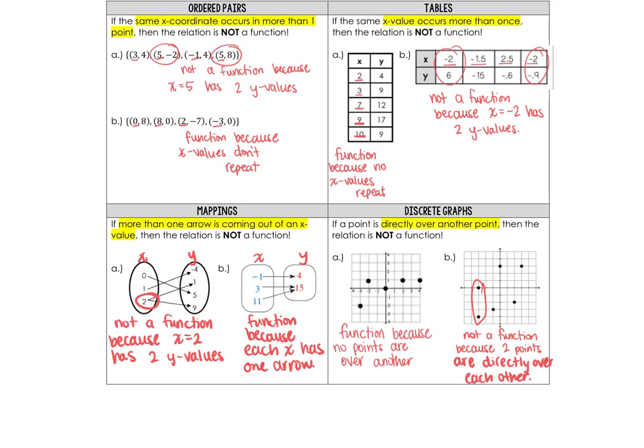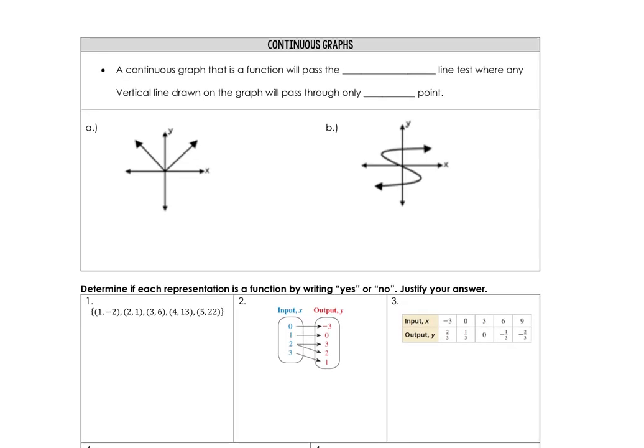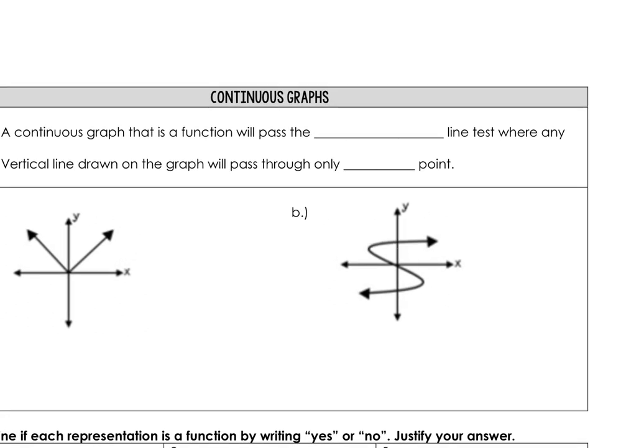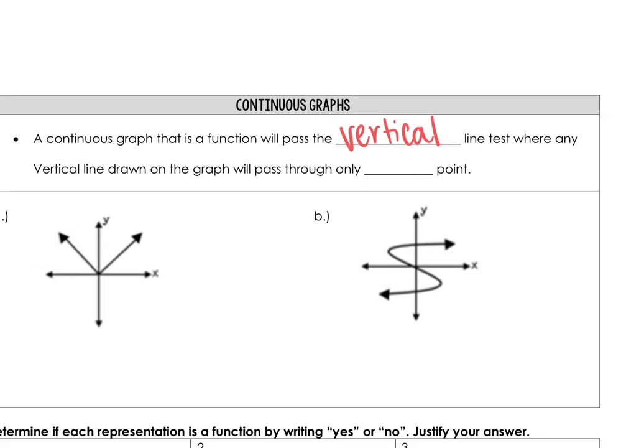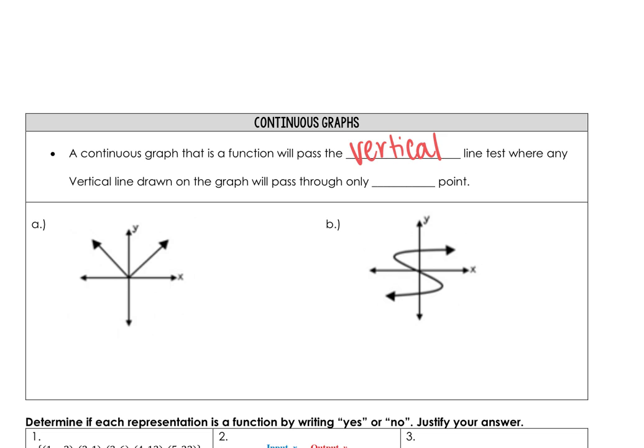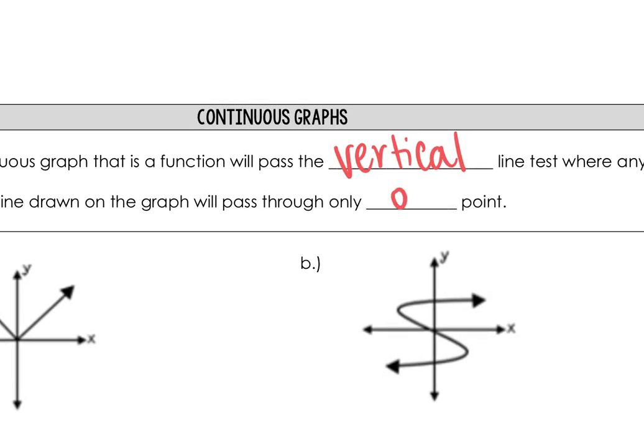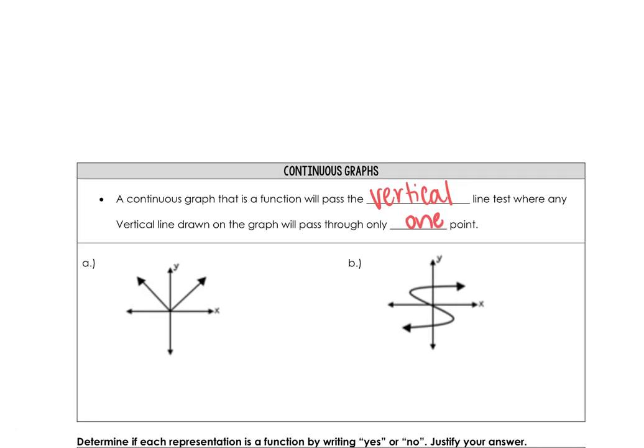All right, the last representation that we are going to look at is continuous graph. And a continuous graph that is a function will pass the vertical line test. And what this means is that if I were to draw a vertical line on the graph, it's only going to pass through one point. So it will only hit that graph in one point.